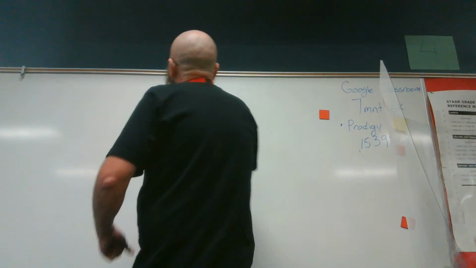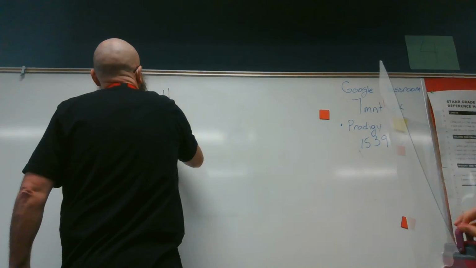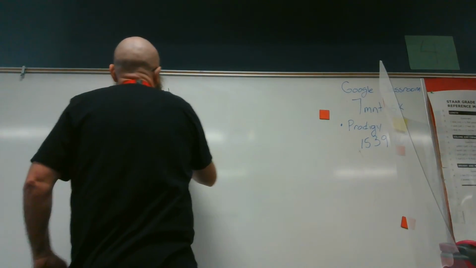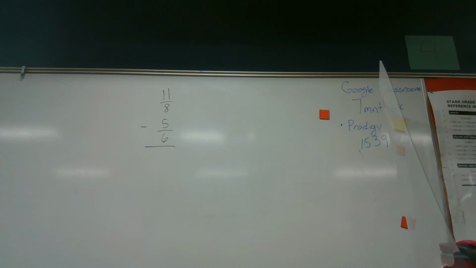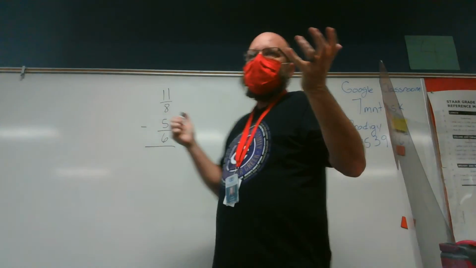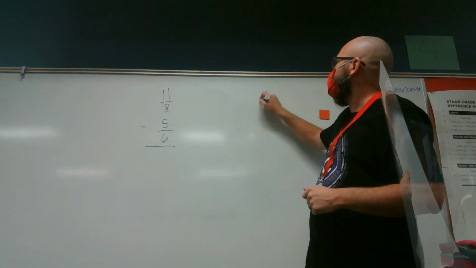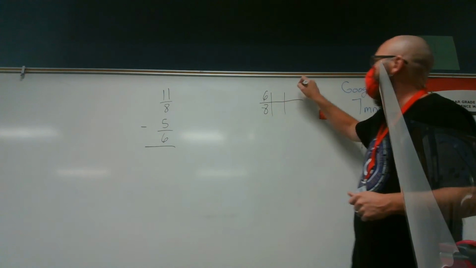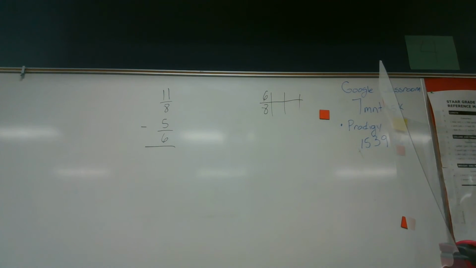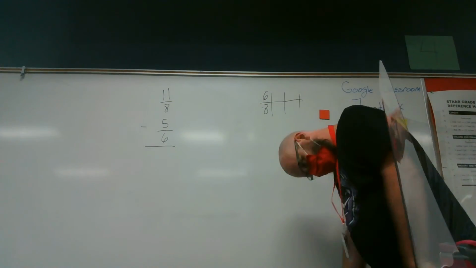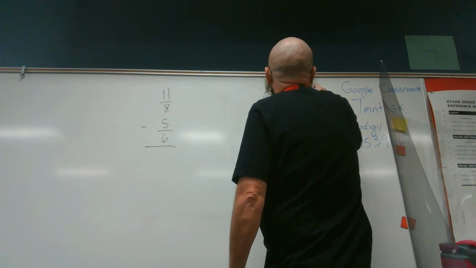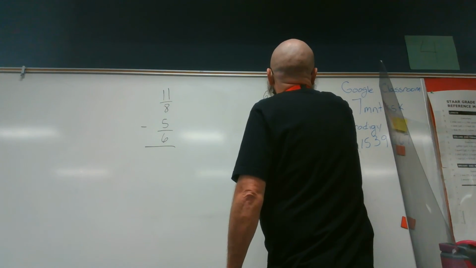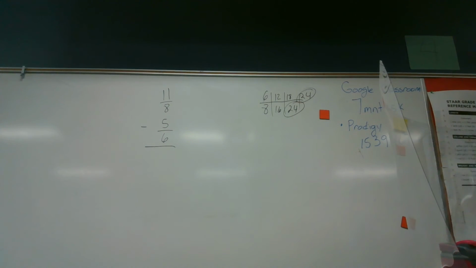11/8 minus 5/6. Let me put 5/6 minus 11/8, and then that wouldn't work. So now I gotta take my two denominators, which are 6 and 8. I gotta find my least common denominator. 12? 16? I don't know. 24. Let's do this. We'll work it out. 12, 18, 24; 8, 16, 24. My least common denominator is 24.